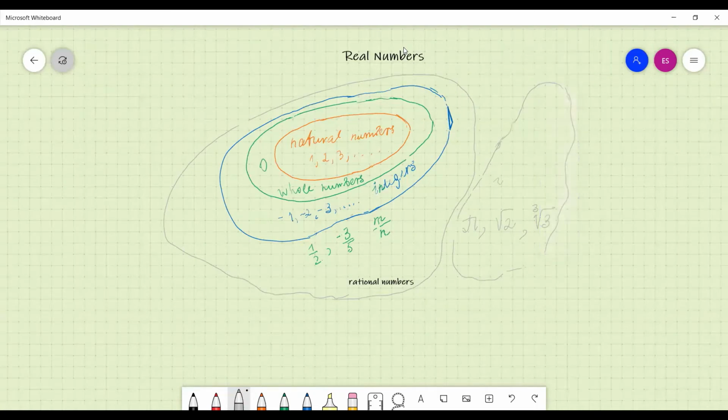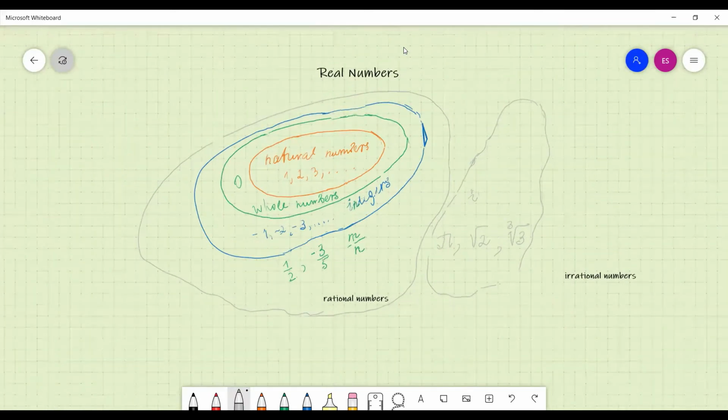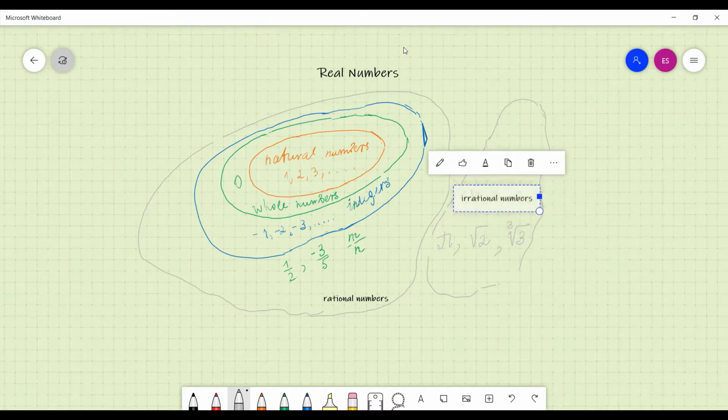I'm going to put them as irrational. What kind of rationals are here? Irrationals. Well, again, I think I'm going to just make a text, irrational numbers. Okay. And let me put it here. And I want to move it to irrational numbers. Okay. So irrational numbers.